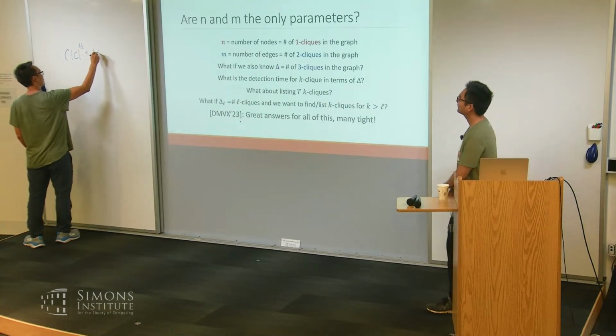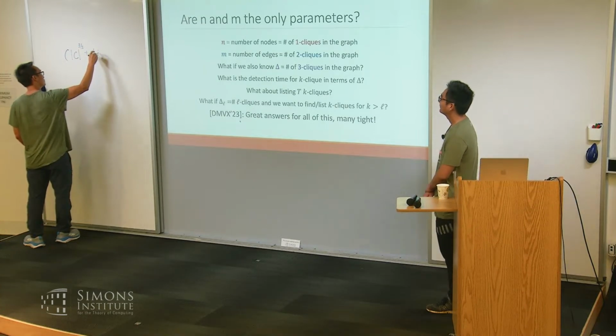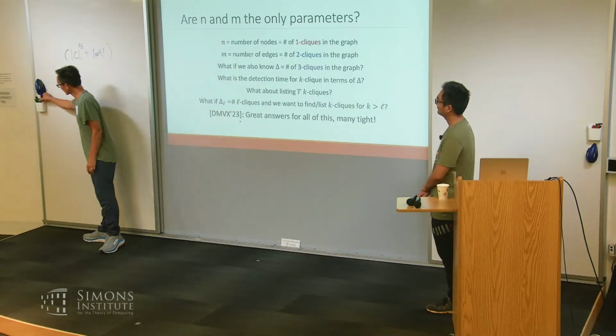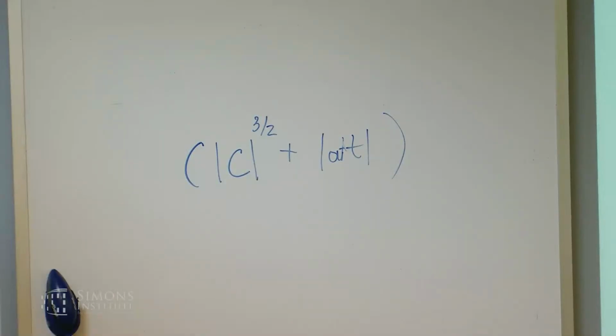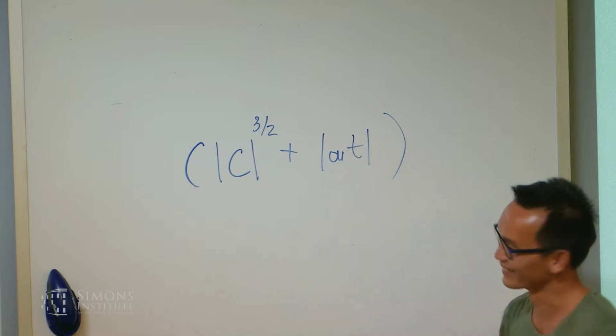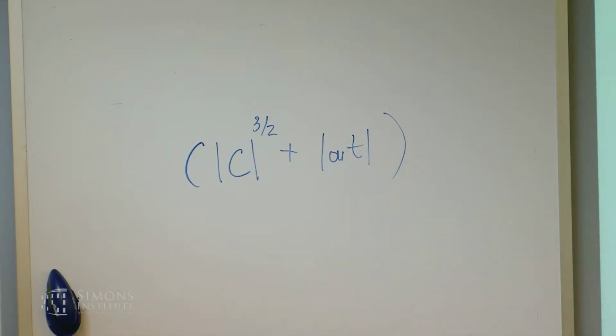Yes, this is for triangles. What is AT&T here? Oh, sorry, output. Output. The end of the day. AT&T. One of our customers.